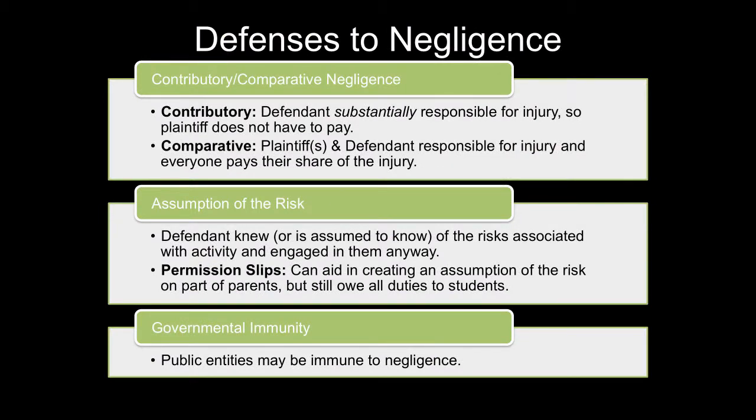Okay, so the defenses to negligence include contributory and comparative negligence, where everyone gets assigned a percentage of the fault, and assumption of the risk. Sometimes we say that people assume risks. However, I will say with minors, this is not as useful because they're kids. We don't expect them to know the risks associated with any activity necessarily. But sometimes high school kids will say they assume the risk playing football, and sometimes schools get out of trouble for assumption of the risk. I can't say that permission slips work exceptionally well, but it's worth a try. Frequently, though, we still owe a duty, even if there are permission slips in place.